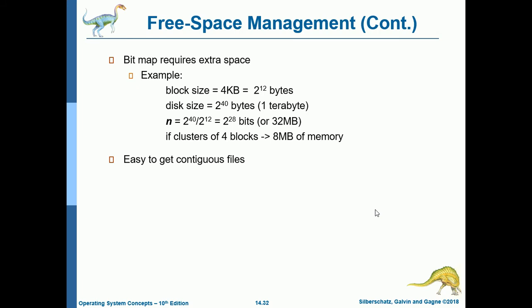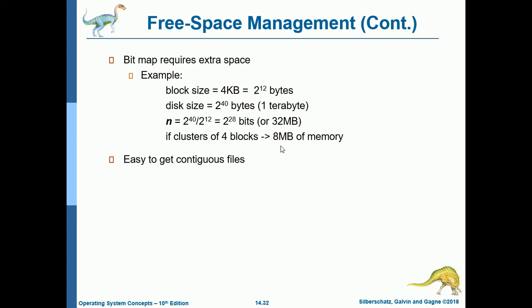So bitmap requires extra space. We have an example here of a calculation. Block size is 4 kilobytes, which is 2 raised to 12 bytes. And the disk size is 2 raised to 40 bytes, or 1 terabyte. So n is equal to 2 raised to 40 divided by 2 raised to 12, which is 2 raised to 28 bits, or approximately 32 megabytes. Since our block size here is 4 kilobytes, if clusters of 4 blocks, we divide 32 by 4. So we have 8 megabytes of memory.